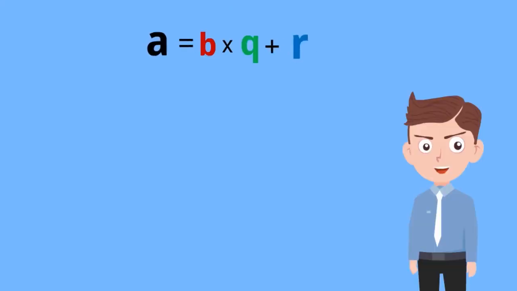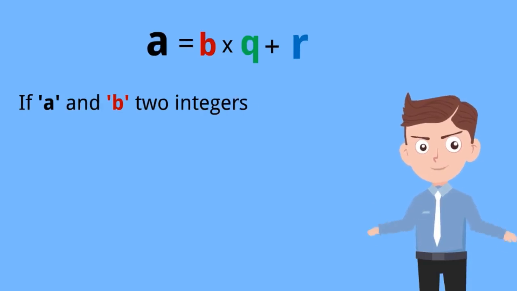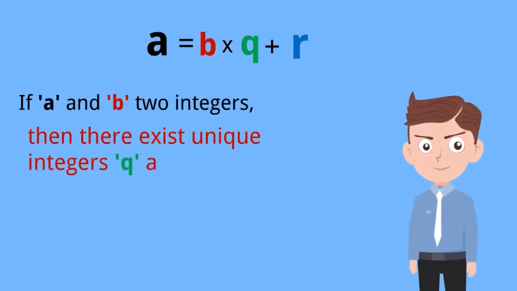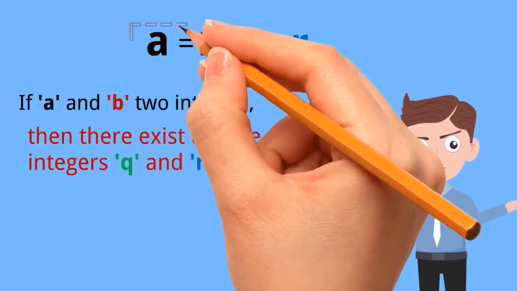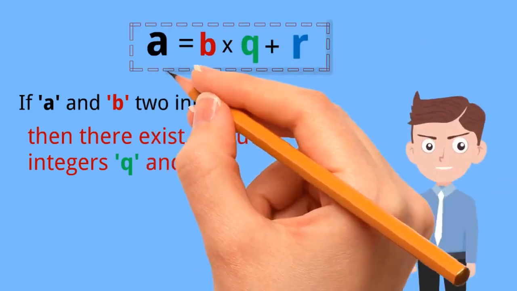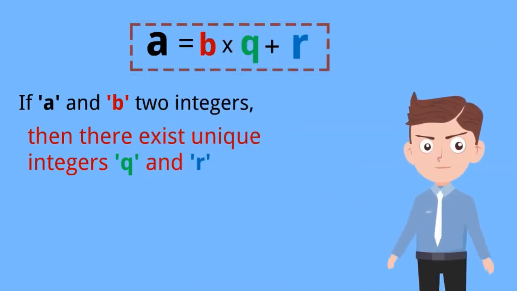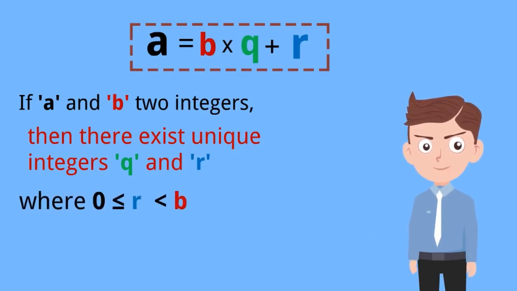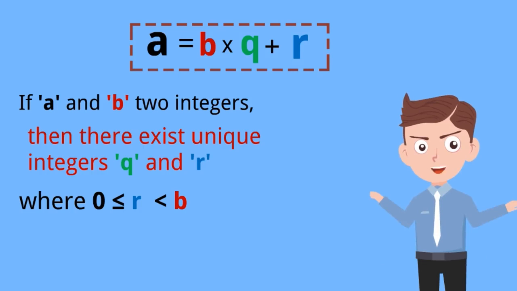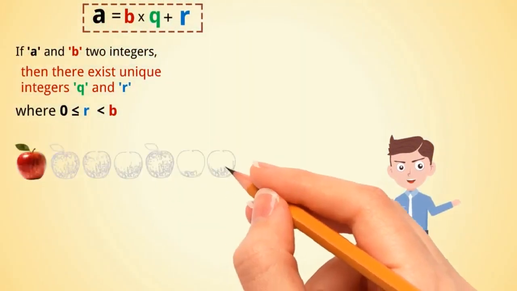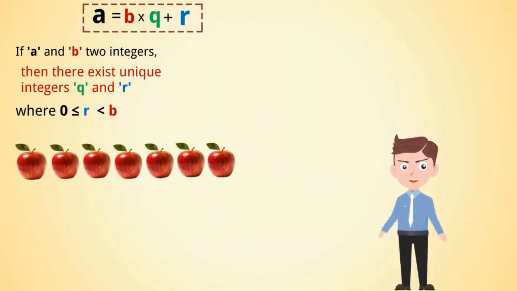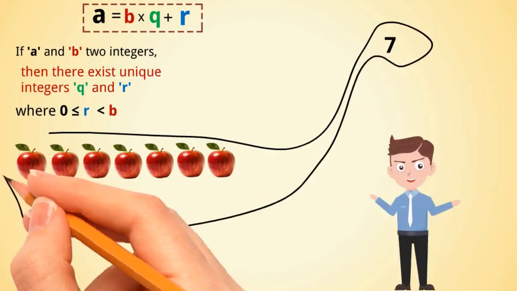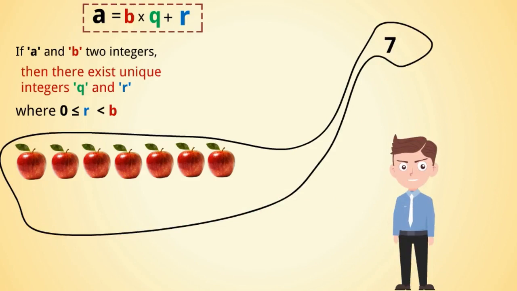Now we are saying if A and B are two positive integers, then there exist unique integers Q and R such that A is equal to BQ plus R, where the value of R will be greater than or equal to 0 but less than B. So we will try to understand this with an example. Let's consider 7 apples. We'll divide 7 apples. So the total number of apples is 7.